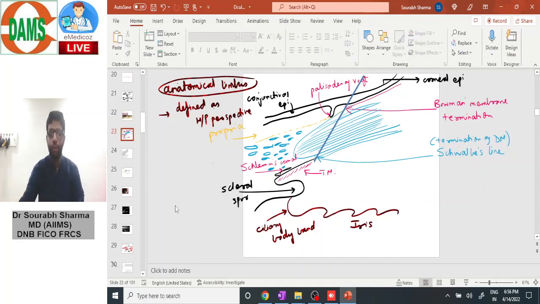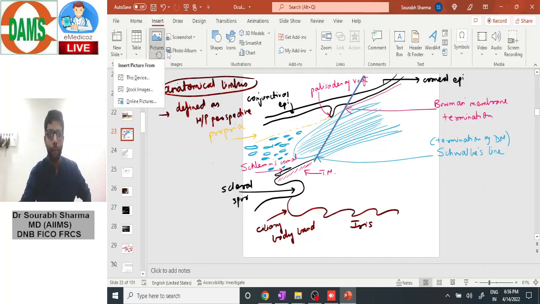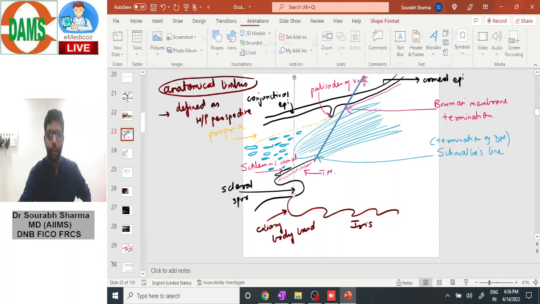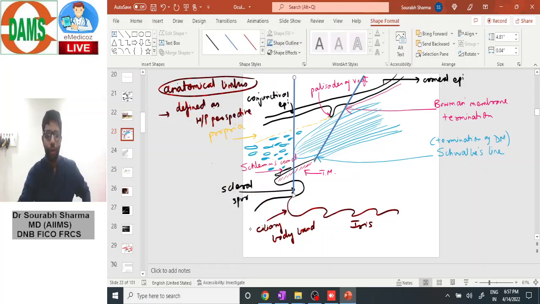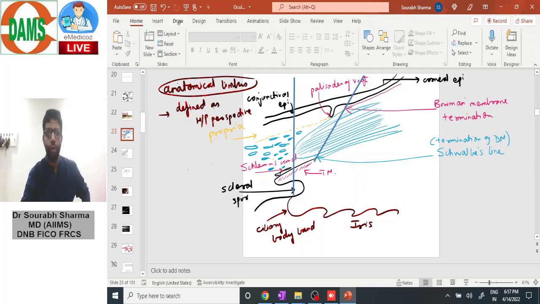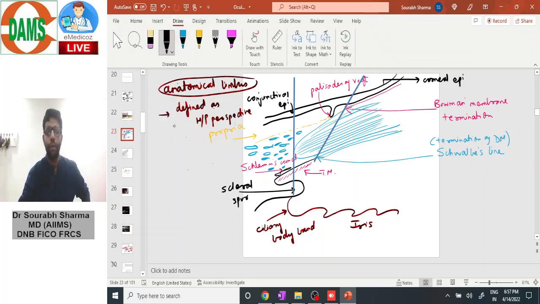And for the posterior border, another point is the scleral spur. So if I draw another line from the scleral spur, the boundary which you have drawn now forms the anatomical limbus. Its anterior boundary is a line joining the Bowman's membrane and the Schwalbe's line, that's the termination of Descemet's, and the posterior boundary is a line from the scleral spur.